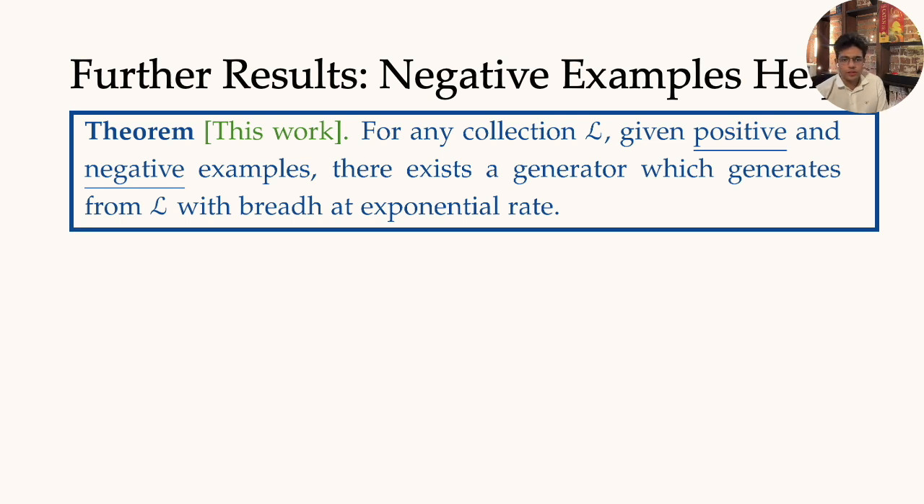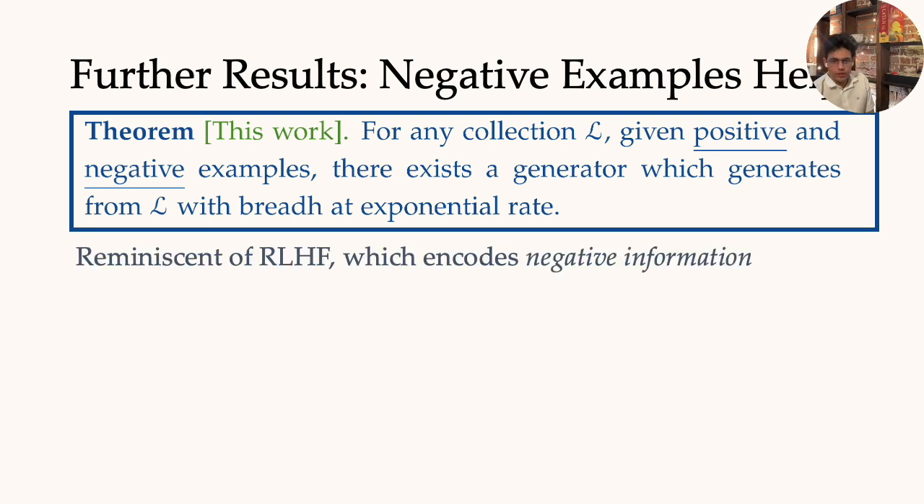Our second set of results explores which collections can be generated with breadth when more information is provided to the generator. In particular, we look at a model where the generator is provided both positive and negative examples. Here, positive examples correspond to strings in the target language, and negative examples correspond to strings outside of the target language. With this twist in the model, we show that all language collections become generatable with breadth. In fact, they become generatable with breadth at an exponential rate.